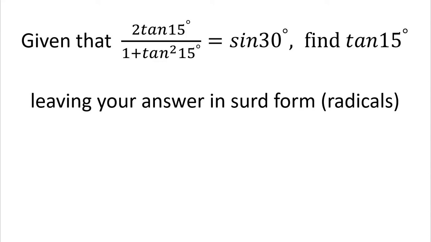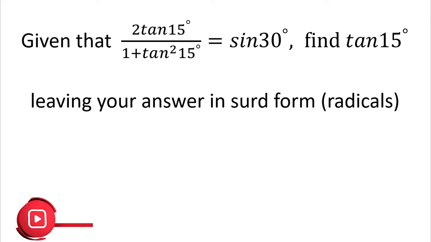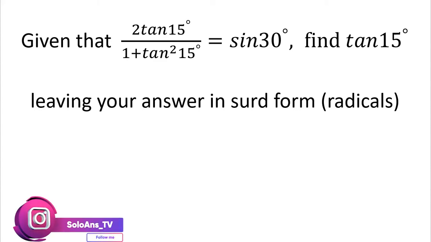It says that given that 2 tan 15 degrees all over 1 plus tan squared 15 degrees is equal to sine 30 degrees, the question wants us to find tan 15 degrees, leaving our answer in surd form. So what we are going to do is some simplification and some representation here.